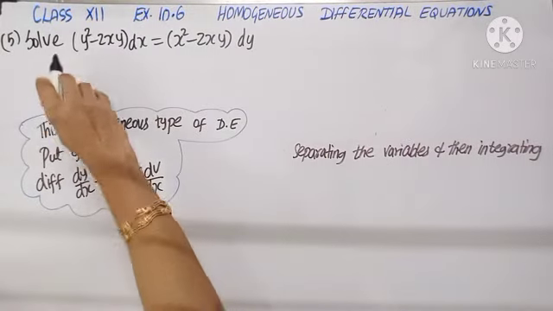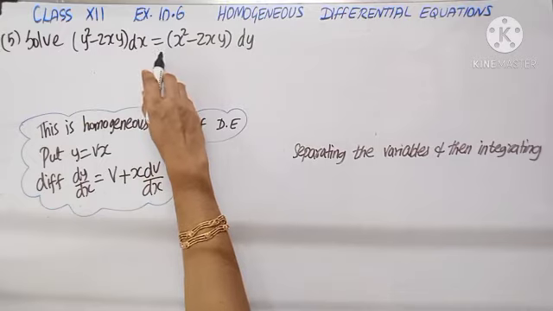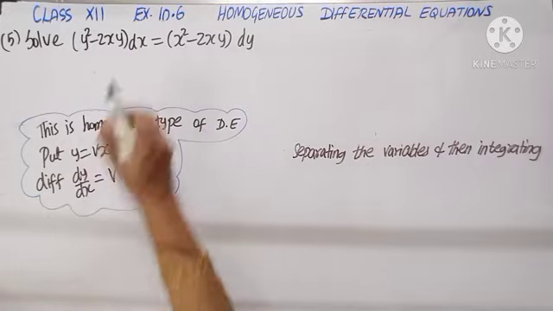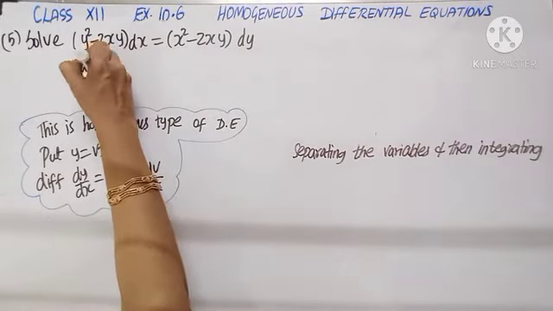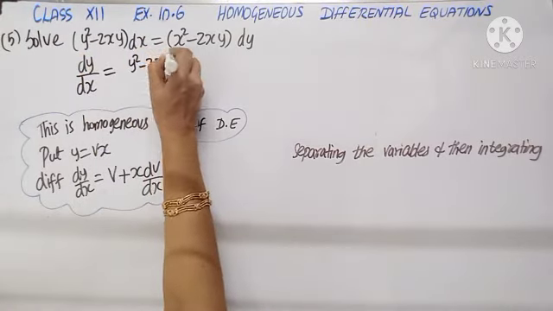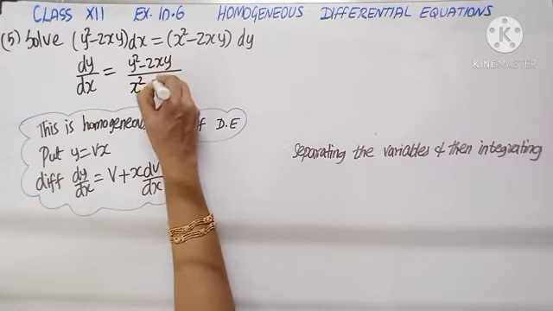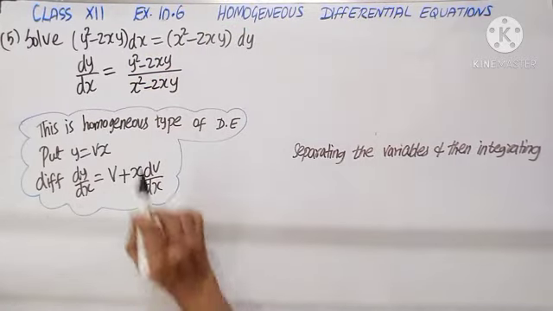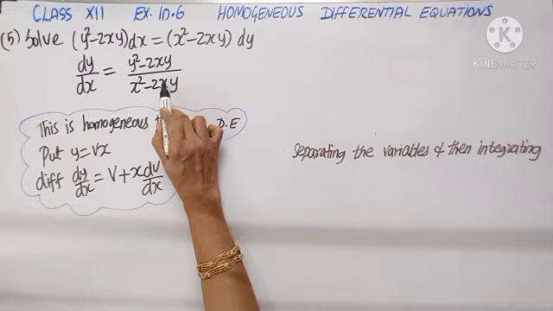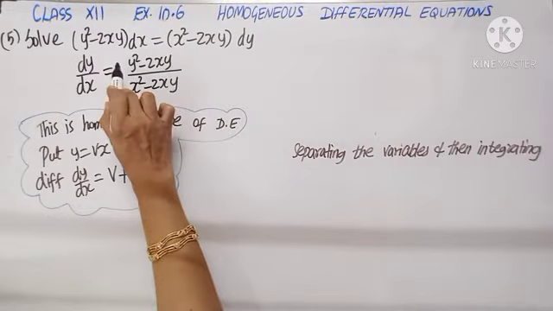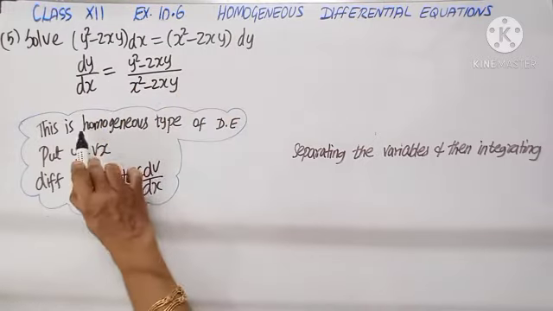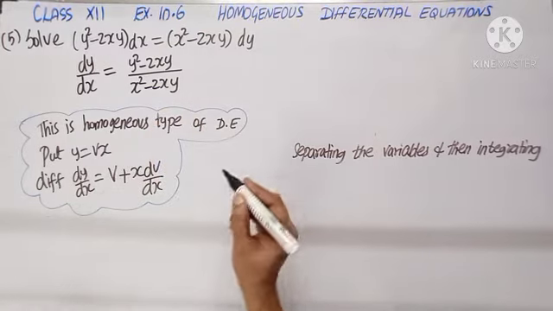Question number 5. Solve y square minus 2xy dx equals x square minus 2xy dy. To rewrite in dy by dx pattern, bring dx down. It is dy by dx equals y square minus 2xy divided by x square minus 2xy. Check for the degree 2. xy tells me 1 plus 1, 2. Here 2, 1 plus 1, 2. Numerator degree 2, denominator degree 2. As I divide, the degree becomes 0. It reduces to homogeneous type of differential equation.